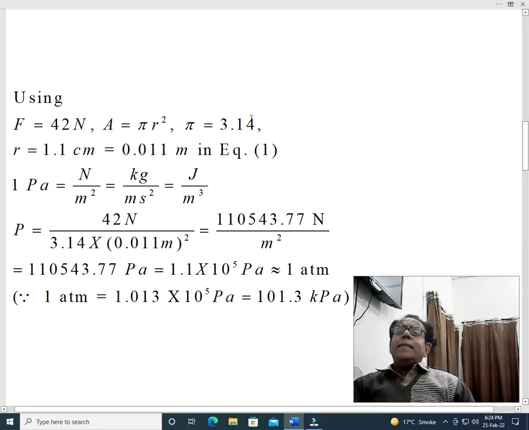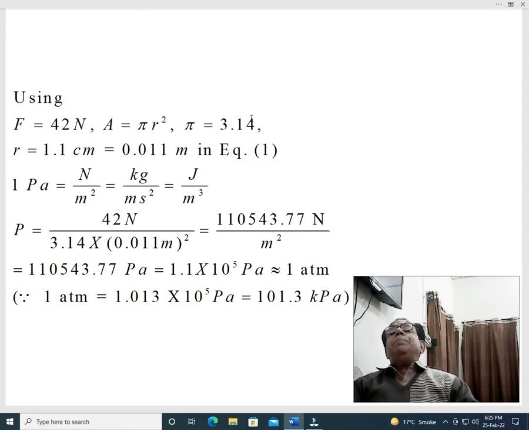Radius r is given as 1.1 centimeter, but because we are following the MKS system, we have to convert it into meter, so it will become 0.011 meter. Centi means 100, meaning 100th part of a meter. So when we convert centimeter into meter, we have to divide by 100. On the other side, when we have to convert meter into centimeter, we have to multiply with 100.